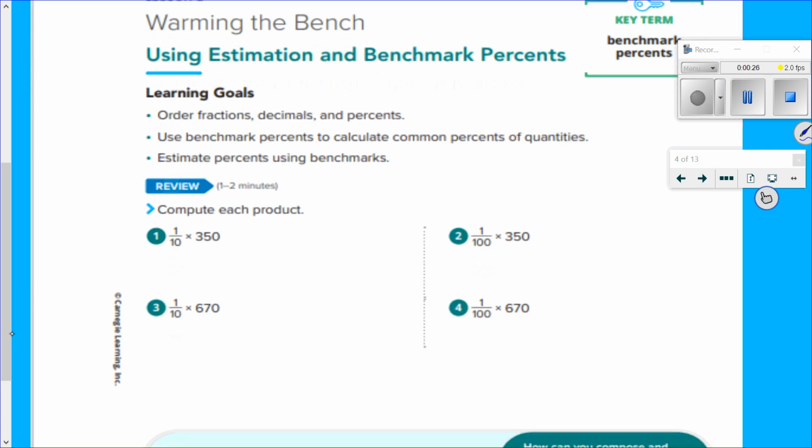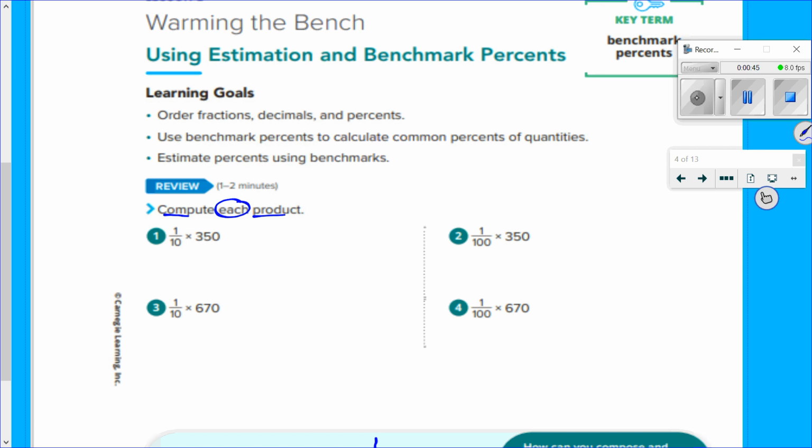So there are, again, your learning goals. Our first thing we're going to do, we're just going to do some quick computations. Compute each product. It's just a fraction times a whole number. We just want you to see how well you guys can do these quick computations. We'll give you like 2 minutes. Go.